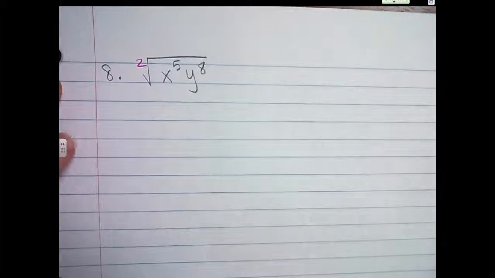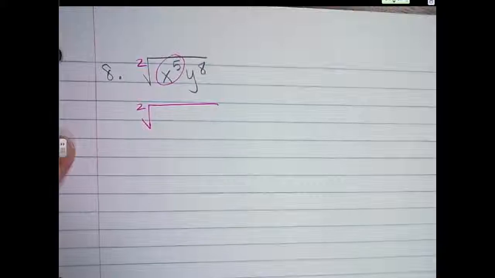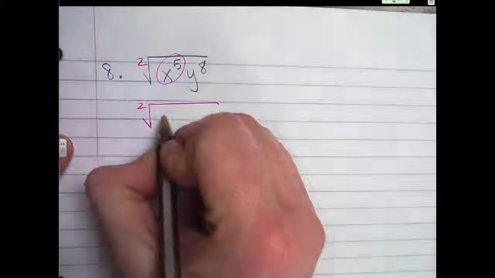Okay, let's try another letter one. Number 8. Square root x to the 5th, y to the 8th. Can I divide the x's evenly? Yes or no? What's my root? 2. Can I divide it evenly? No, I can't. So let's split it up. So I have a square root. If I take this, what do I want to split that up into? 4. Good. 4, and then I have 1 left over.